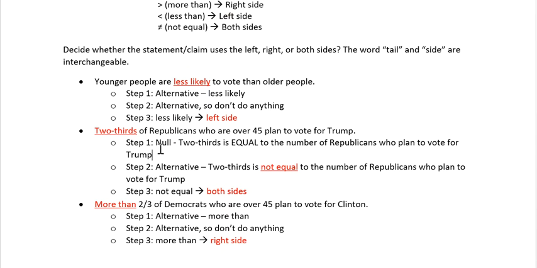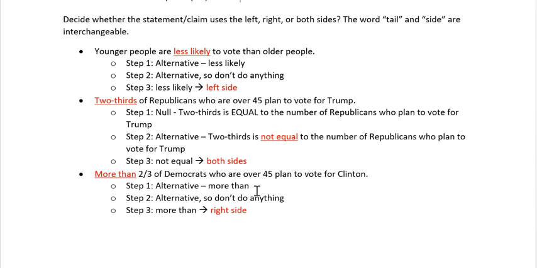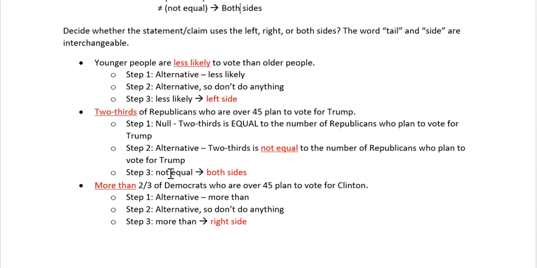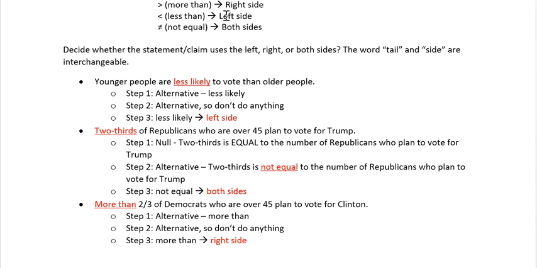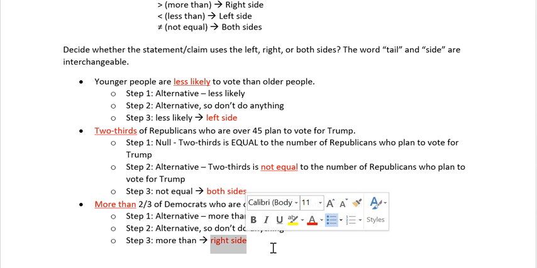So for step 2, we have to take that null and make it into an alternative. So in this case, 2/3 is not equal to the number of Republicans who plan to vote for Trump. The not equal to, which is now what we use for step 3, is both sides. So then the next one: more than 2/3 of Democrats who are over 45 plan to vote for Clinton. It is an alternative because of the words more than. Step 2, because it's alternative, we don't have to flip it to a null. And a more than, if we look up at our little cheat sheet, is a right side. So right there, right side.